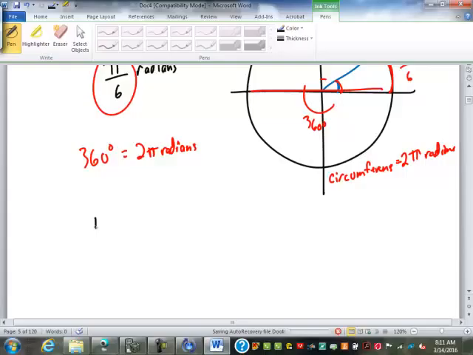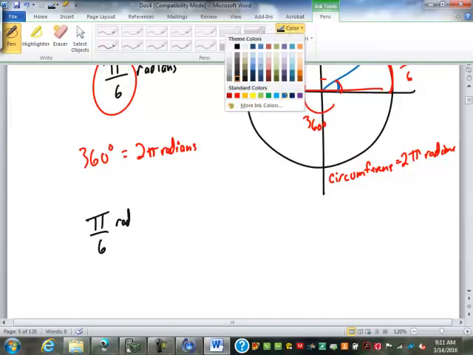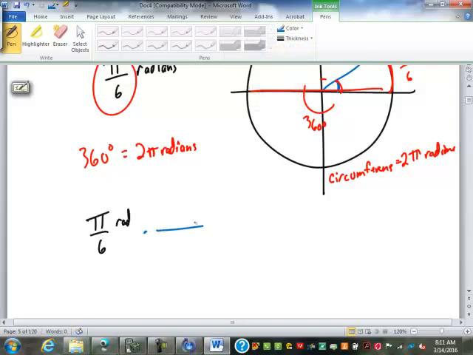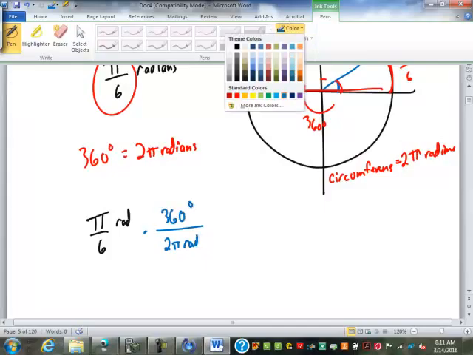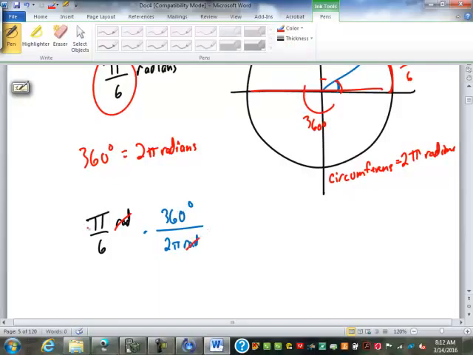So let's say that I want pi over 6 radians. I'm going to convert it by doing 2 pi radians over 360 degrees. Radians cross cancel, pi cross cancels. 360 and 2 can be divided out to be 180 and 1. 6 and 360 divided by 6 gives me 1 and 30. Hey, all I'm left with is 30 degrees.